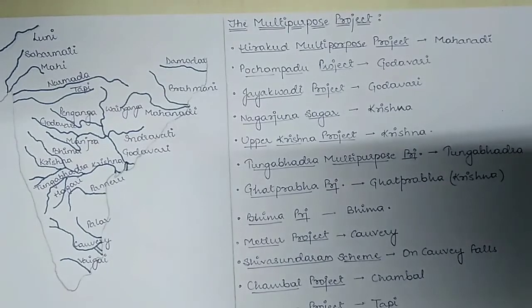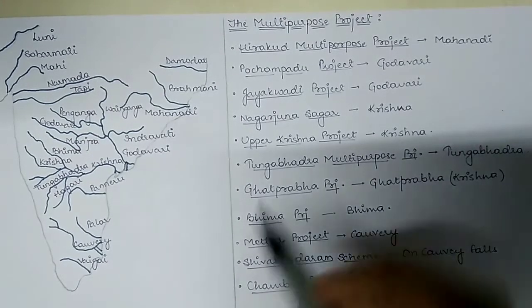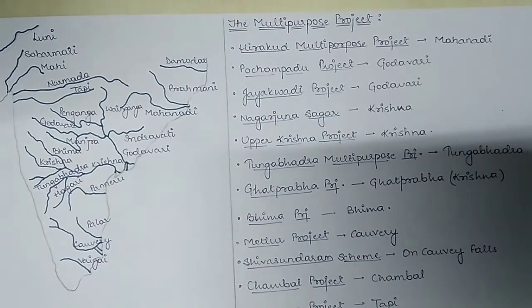Next we have Jaikwadi. Jaikwadi project is also on Godavari River, and it is in Maharashtra state, also for irrigation purpose. Next we have Nagarjun Sagar project. Nagarjun Sagar project is built on Krishna River, and here we have two states sharing the profit, that is Andhra Pradesh and Telangana. This project is for irrigational purpose as well as hydroelectricity generation.